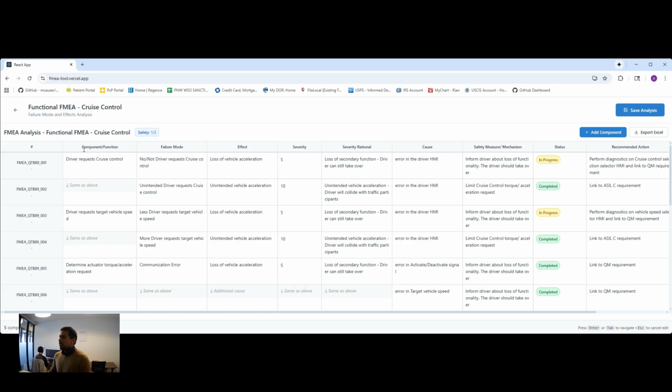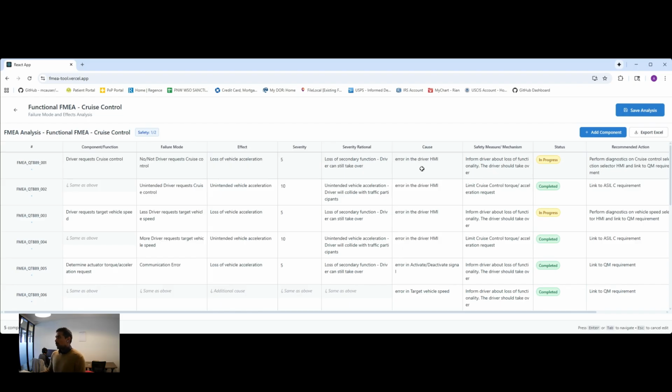So let's look at one example. There's a function: the driver requests cruise control. And the failure mode is no driver request for cruise control, which means the driver requests cruise control, but it just doesn't go through. This would mean a loss of vehicle acceleration. We can give this a severity of 5 because this is still a loss of a secondary function and not a loss of the primary function. The driver can still press the accelerator pedal and take over.